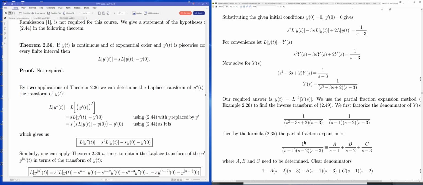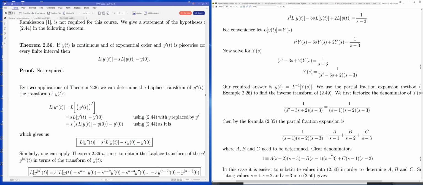So for 1 on s minus 1, s minus 2, s minus 3, we want a partial fraction expansion. What you have is three linear factors, so you're just going to have a constant A for the first linear factor, constant B for your second linear factor, and constant C for the third linear factor.